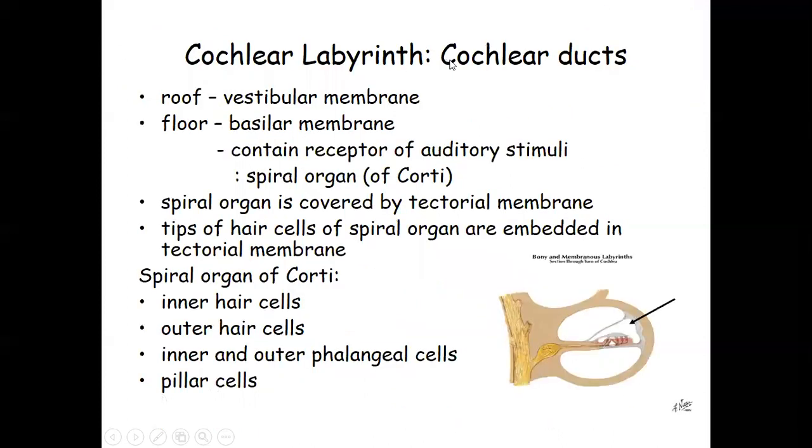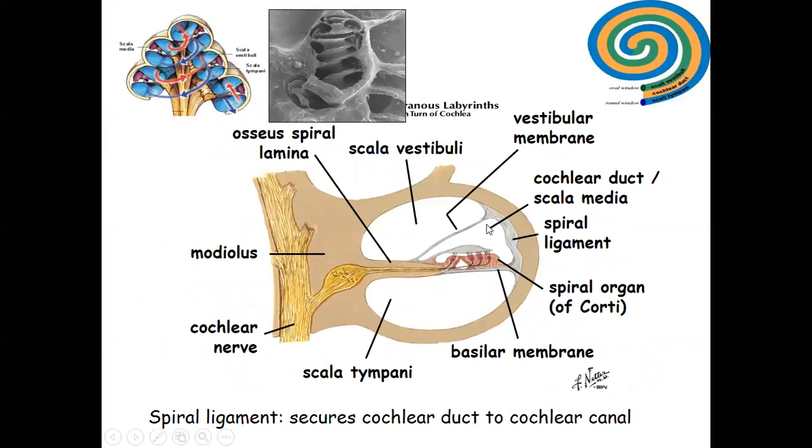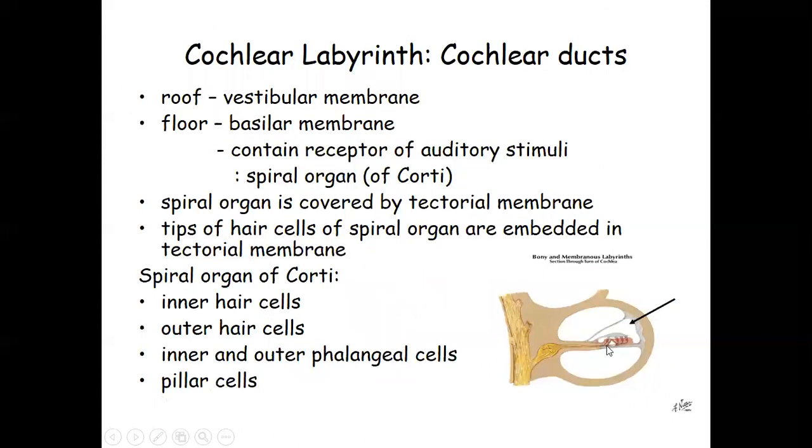Now we're going to discuss the cochlear duct specifically. The roof is formed by the vestibular membrane, and the floor is the basilar membrane. The basilar membrane, the floor here, contains the receptor of the auditory stimuli for the reception of the sound wave, the spiral organ of Corti.